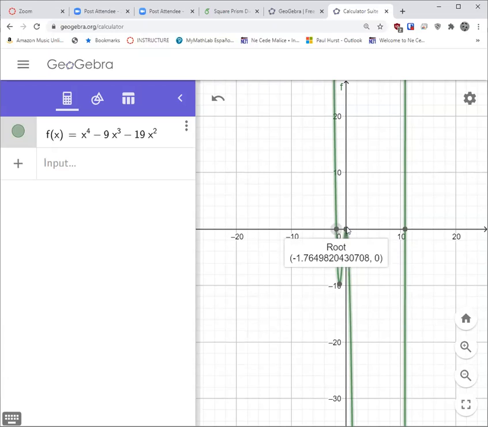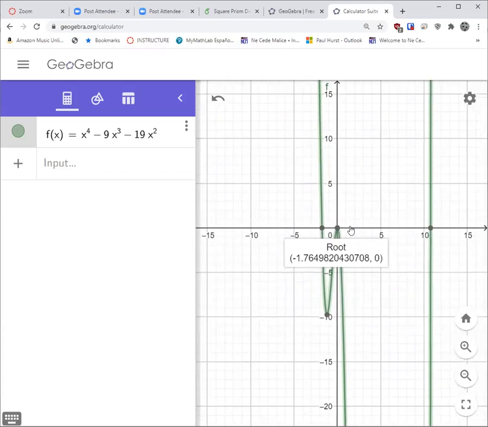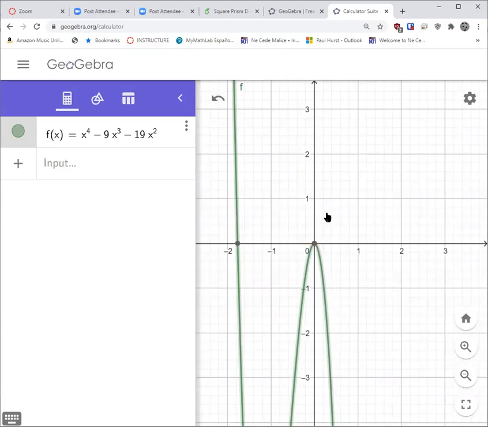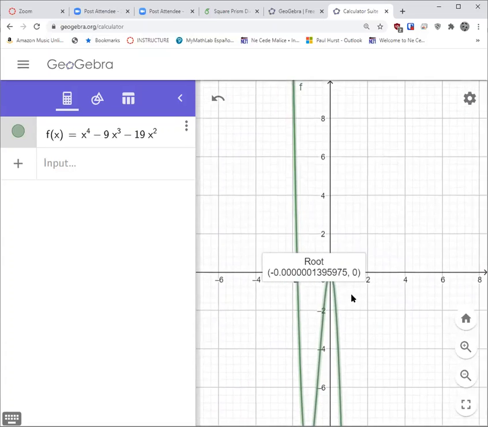This is a local maximum, which happens at negative 1 point. No, that's a root. Hold on. That's not a local maximum. Okay, so 0, 0 is a local maximum. Actually, this is the only local maximum. Okay, 0, 0 is the local maximum.